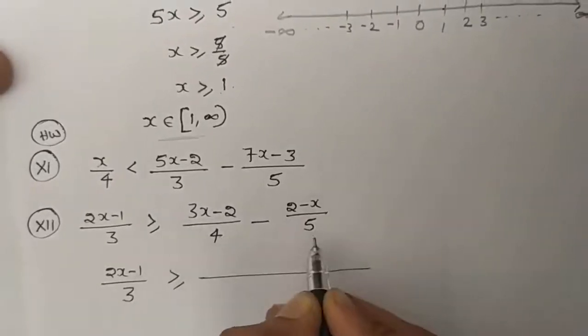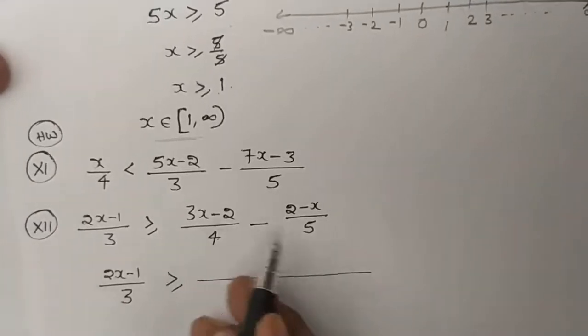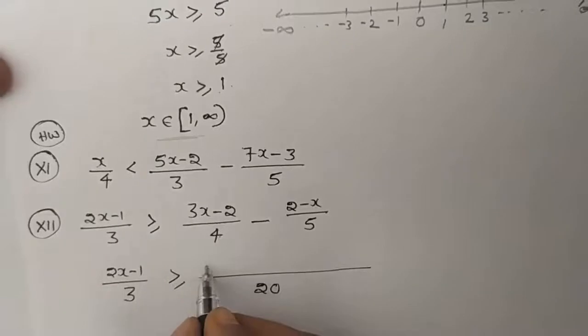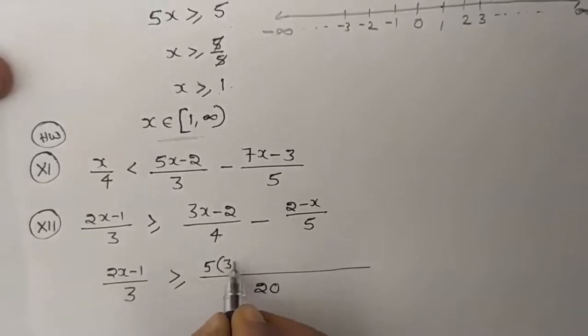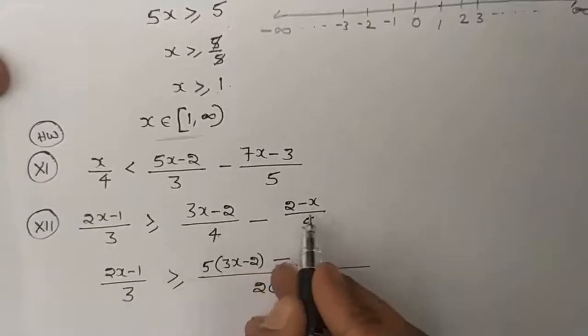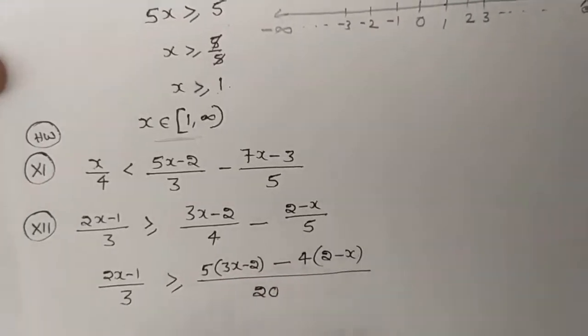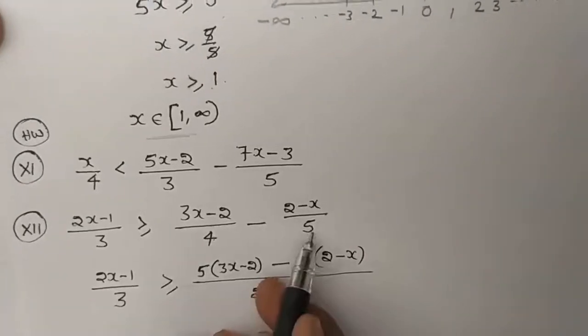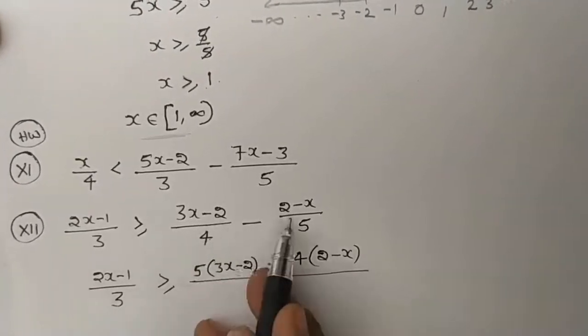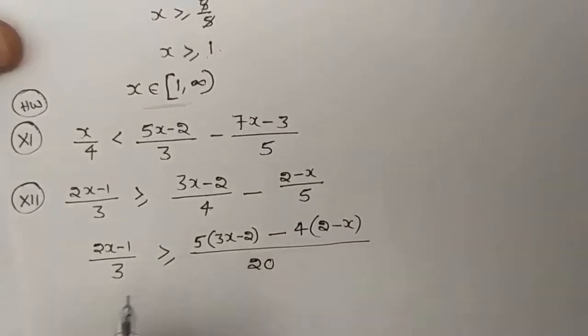What is the LCM of 4 and 5? The LCM of 4 and 5 is 20. Now 5 into (3x minus 2) minus 4 into (2 minus x). Now multiply this out and simplify it.